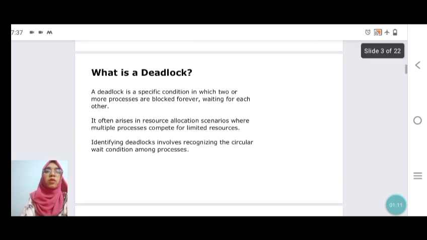What is a deadlock? A deadlock is a specific condition in which two or more processes are blocked forever, waiting for each other. It often arises in resource allocation scenarios where multiple processes compete for limited resources. Identifying deadlocks involves recognizing the circular wait condition among the processes.